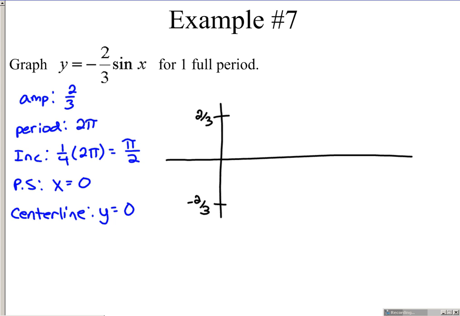Starting point is at x equals 0, so we're starting at 0 and adding the increment. 0 plus pi over 2. Pi over 2 plus pi over 2. Pi plus pi over 2. And 3 pi over 2 plus pi over 2. This time we're dealing with a sine graph. We know sine graphs always start on the center line at our starting point. This time, though, the sine graph is negative, so that means it is going to go down to start.